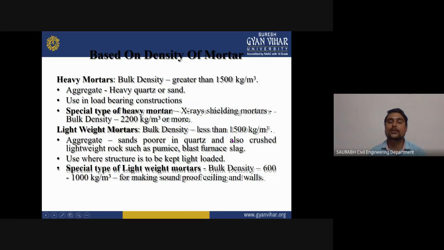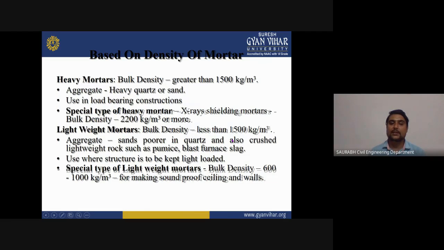It is used for load bearing construction. Heavy mortar can be used for heavy load construction, where the load is acting at very high intensity. In that place you can use the heavy mortar. There is also a special type of heavy mortar, which has a bulk density of 2200 kg per meter cube or more.